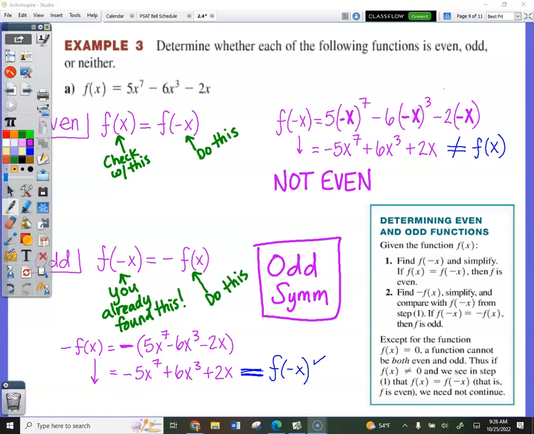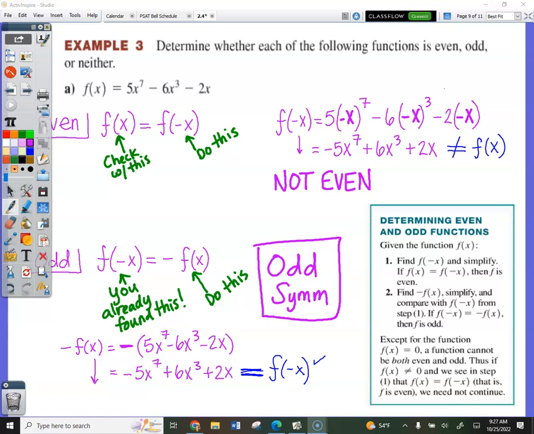Let's make a note. Oh no, it's on the next example. Go to the next slide. You'll notice it says number 3B. That's because this had so much writing, I put them on two different slides. So go to the next slide.